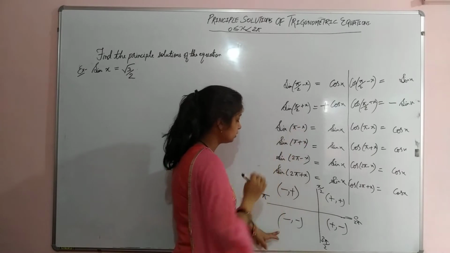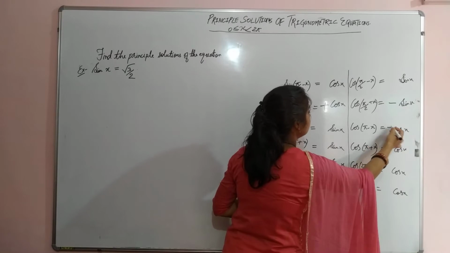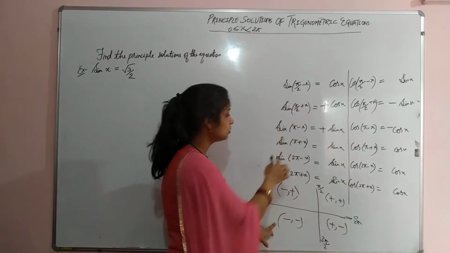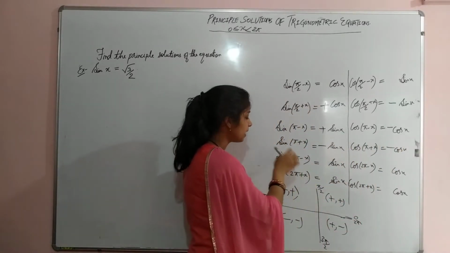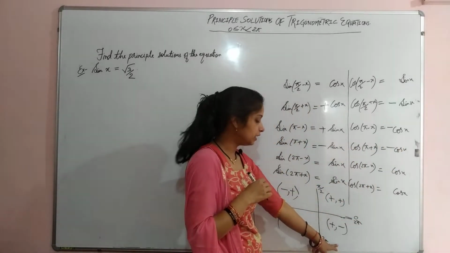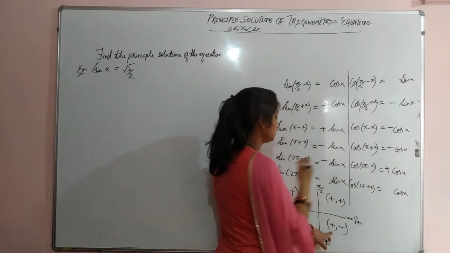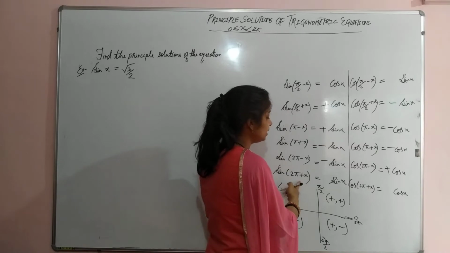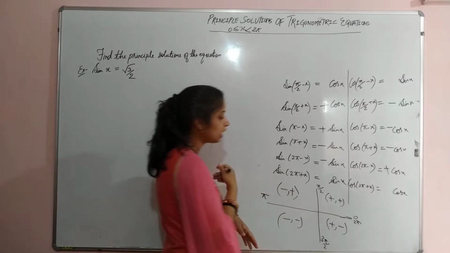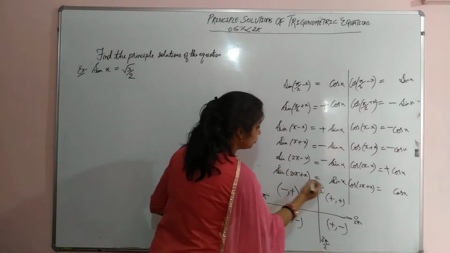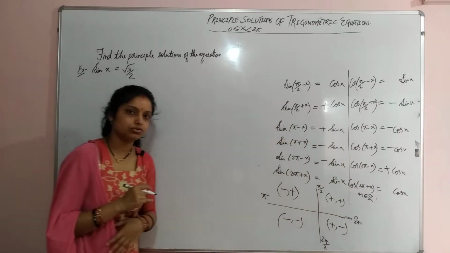Now pi minus x is again in the second quadrant, cos is negative and sine is positive. Pi plus x is in the third quadrant, both are negative. 2 pi minus x is in the fourth quadrant, cos is positive and sine is negative. And 2 pi plus x is again in the first quadrant, both are positive. In fact, this is true for n also. If you put n here, where n belongs to the set of integers, then also it is true.